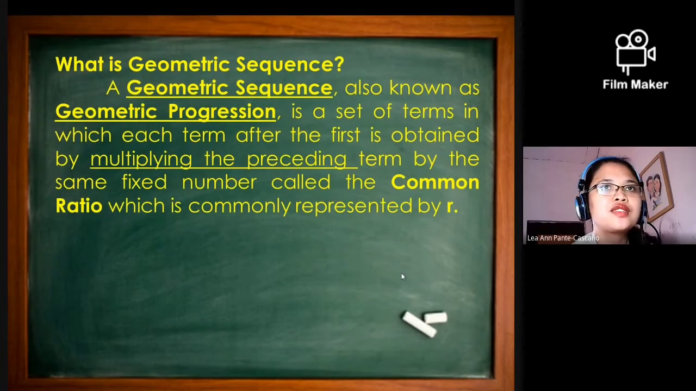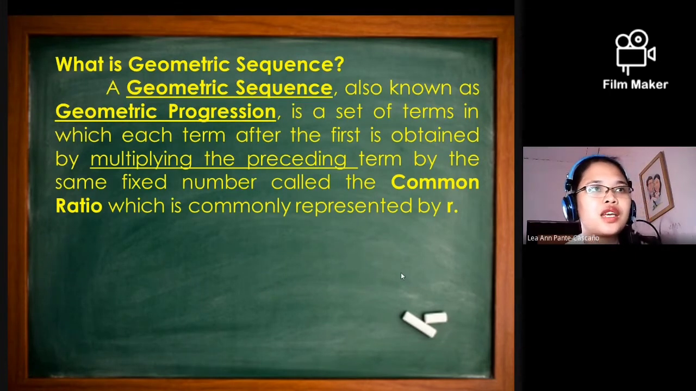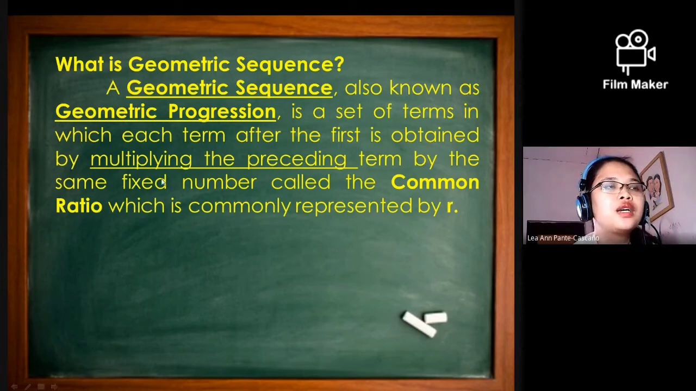A geometric sequence, also known as geometric progression, is a set of terms in which each term after the first term is obtained by multiplying the preceding term by a fixed number called the common ratio, which is commonly represented by r. Pag sinabi daw po pala natin geometric sequence, the operation po na i-apply natin ay multiplication.